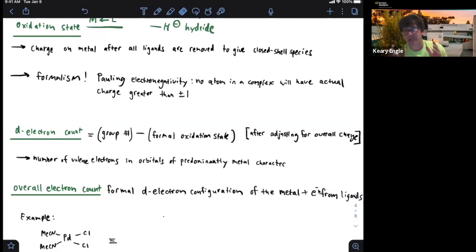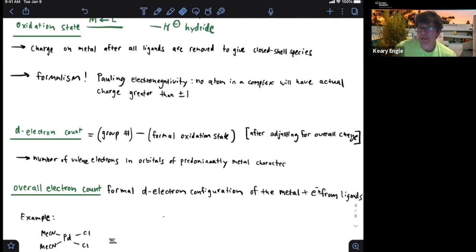With electron counting, it's one of these things where you can discuss it as much as you want in the abstract. But really the way to get a handle on it is just to do as many examples as you can. Hopefully we'll be able to do that together in class, and you'll have the opportunity to do that through homeworks as well.